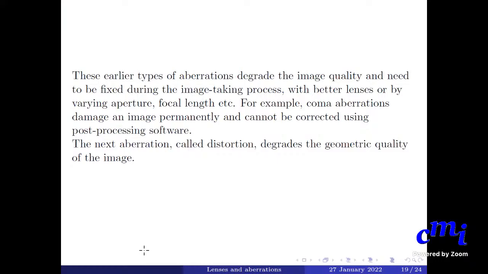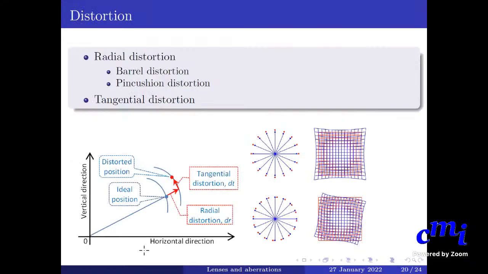The last kind of aberration is distortion. This is something that can be fixed in pre-processing. Distortion is of two types: tangential distortion and radial distortion. Radial distortion again comes in two types: the barrel distortion or the pincushion distortion. Barrel is also sometimes called fish eye distortion. So let's take a look at what each of these means.